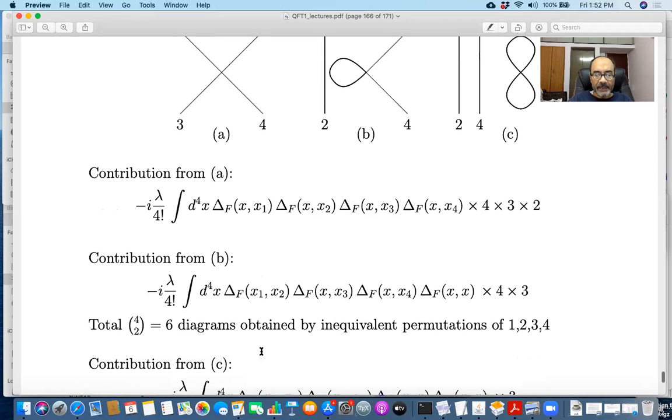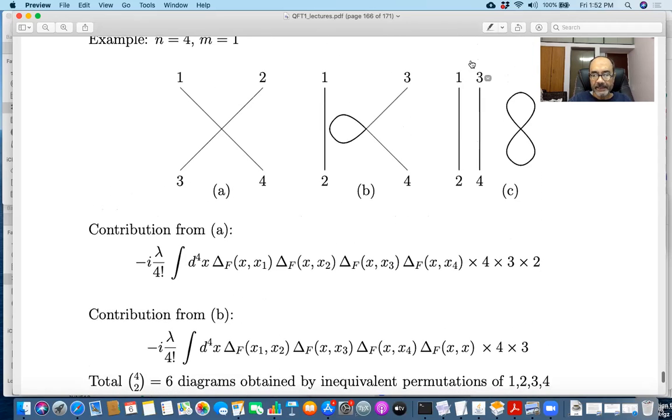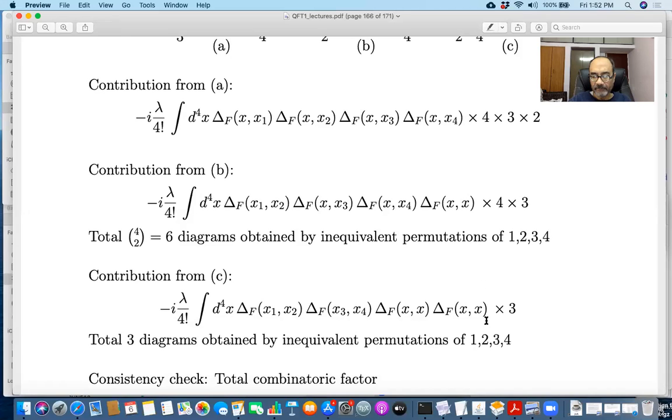Similarly, I have given here the contribution from the diagram C. See here 1 has to connect to 2, no choice. 3 has to connect to 4. That's what the diagram says. From here 4 lines are coming out. Let's take any one of them; that can connect to any of the other 3 lines that are coming out of the same vertex. So that's a factor of 3. Once that connection has been made, we are just left with 2 lines which have to connect to each other, so they have no choice. So this corresponds to a combinatoric factor of 3, and that's what I have written here.